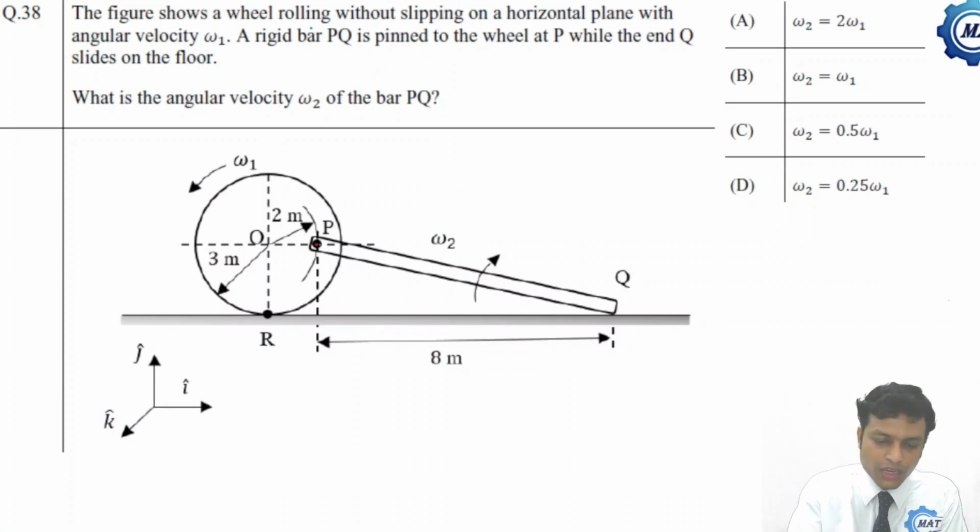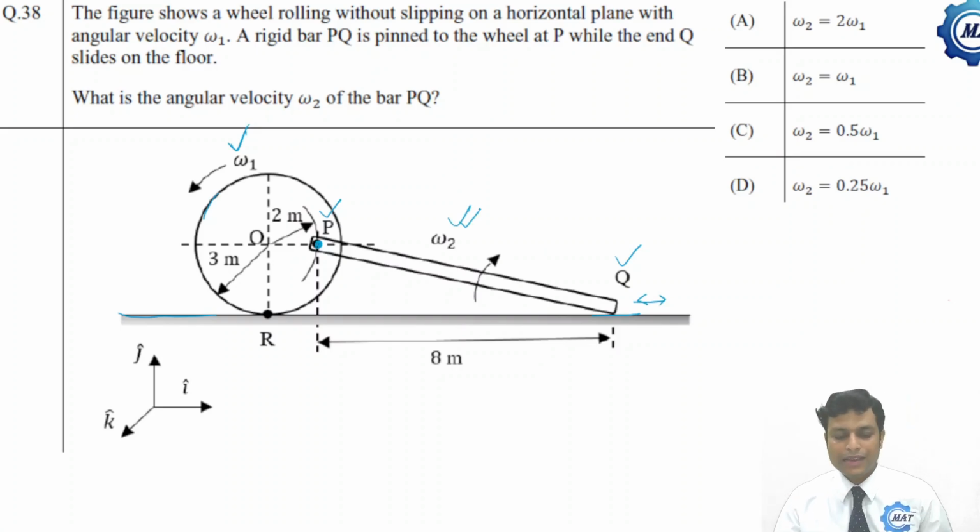The figure shows a wheel rolling without slipping on horizontal plane. This is the horizontal plane and this is the wheel with angular velocity omega 1. A rigid bar PQ, this is P, this is Q, pinned to the wheel at point P. So here the bar is pinned to the wheel and end Q slides on the floor. What is angular velocity omega 2 of the bar PQ? This is omega 2. So we have to find the value of omega 2.